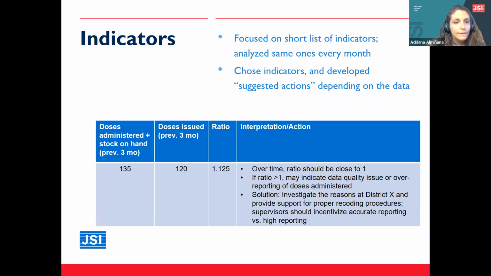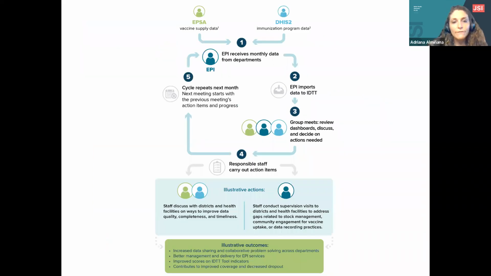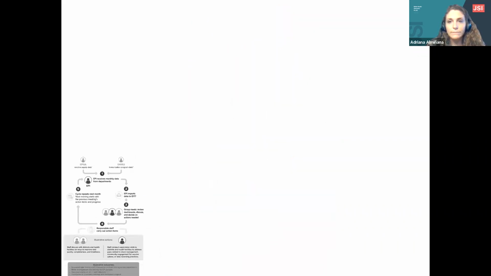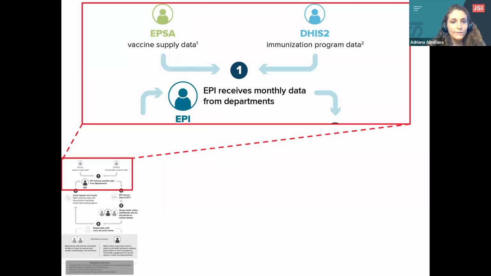So next slide. Great. So this graphic shows the regular data triangulation process that was laid out. This was a process that happened on a monthly basis, and we'll dive into this to take a closer look. Great. So if we zoom into the first piece of this monthly process, essentially every month at that regional level, vaccine supply data from the Imbrana system and immunization program data from DHIS2 were sent to the EPI staff person at that regional level.